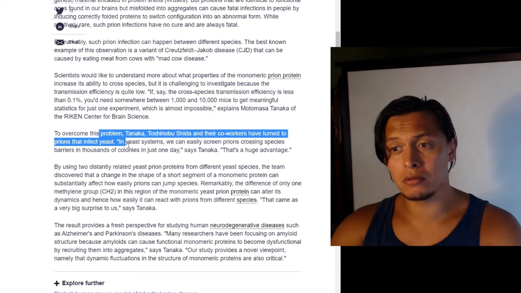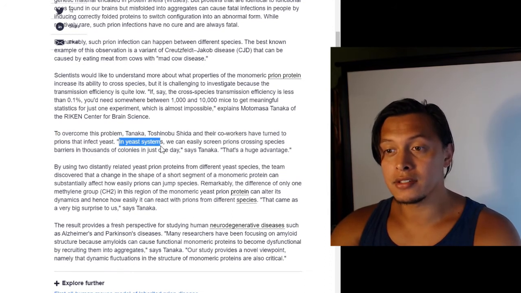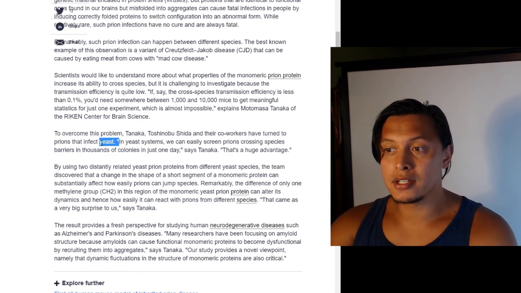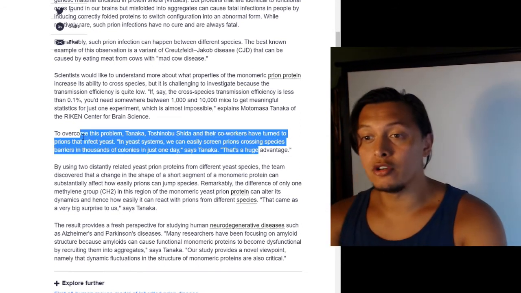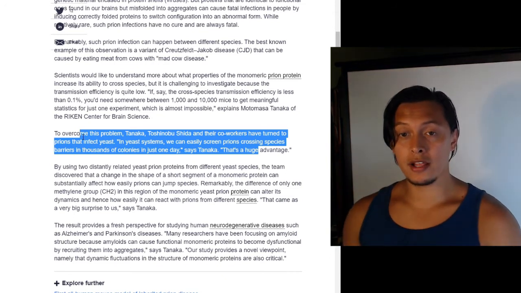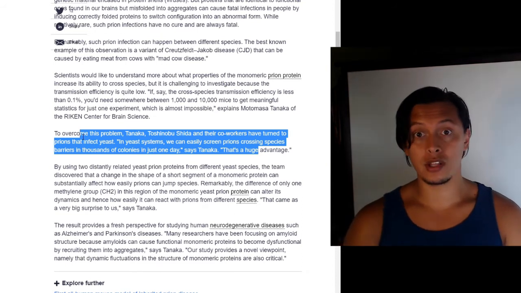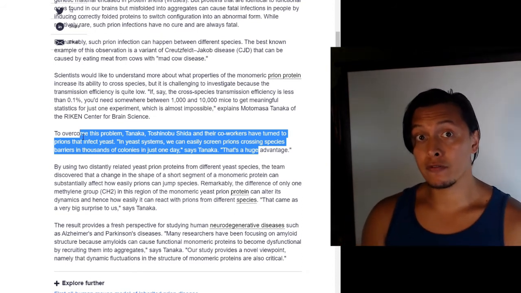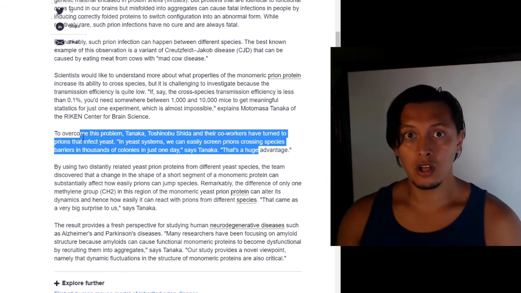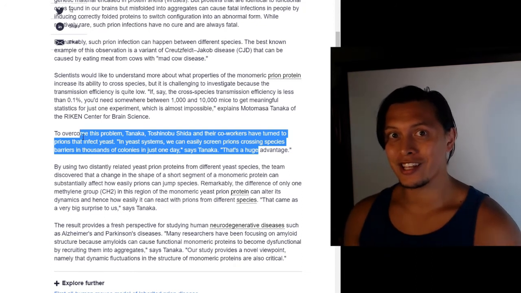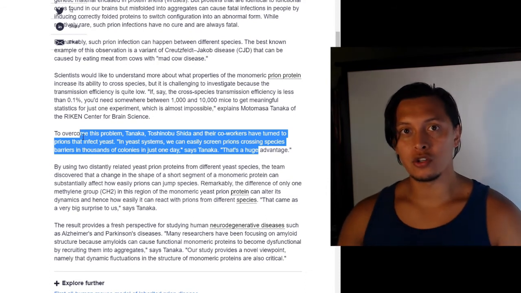So anyways, to overcome this problem, Tanaka, these people have turned to prions that infect yeast. In yeast systems, we can easily screen prions containing species barriers in thousands of colonies in just one day, and that is a huge advantage. So rather than trying to infect animals, let's just deal with yeast, because with the yeast, you can look into each of them, you can see whether or not the aggregates are forming, and you can do a lot of mutational studies, right? So you can mutate yeast, and there are not nearly as many ethical considerations that they have to take into account. So yeah, do the work on the yeast rather than on the animals.